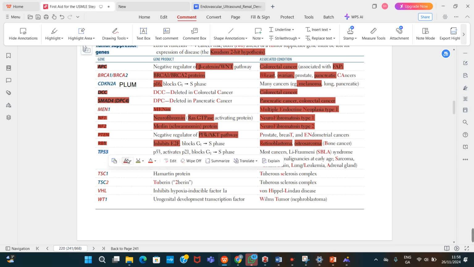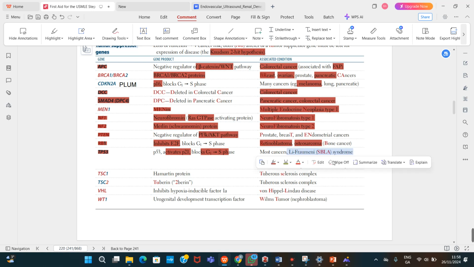TP53 activates P21 and blocks G1 to S phase, just like retinoblastoma. It does it through P21, not P16. P16 is CDKN2A. P53 does it through P21. And if you have a loss of function mutation of P53, you are going to have unopposed progression from G1 to S phase, leading to Li-Fraumeni syndrome, that you also call the SBLA syndrome.